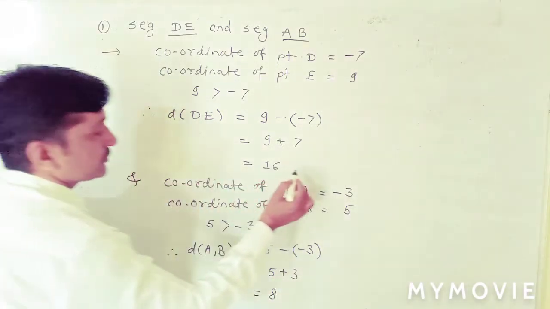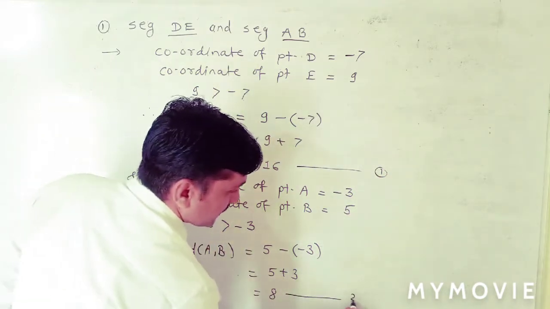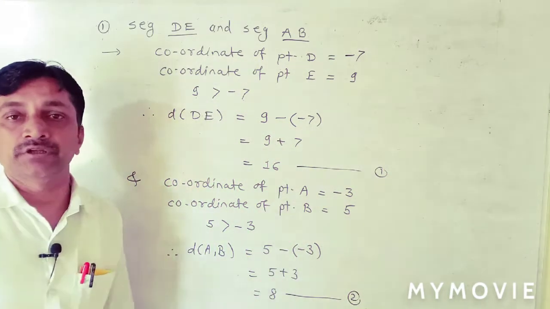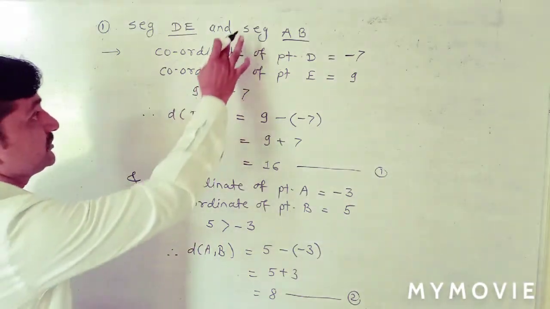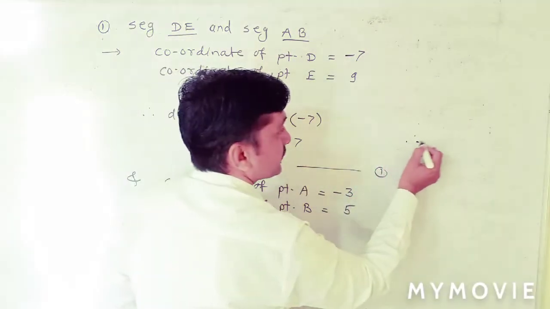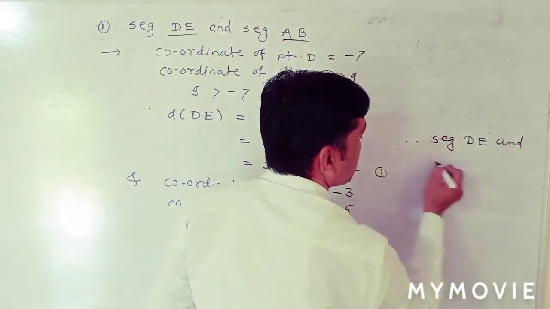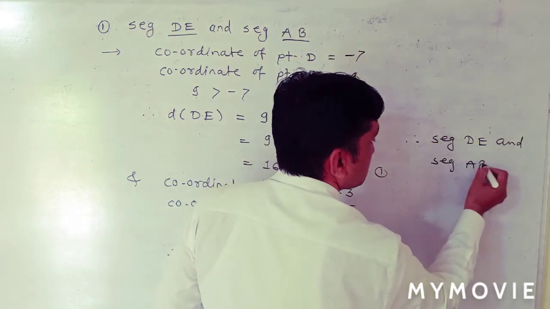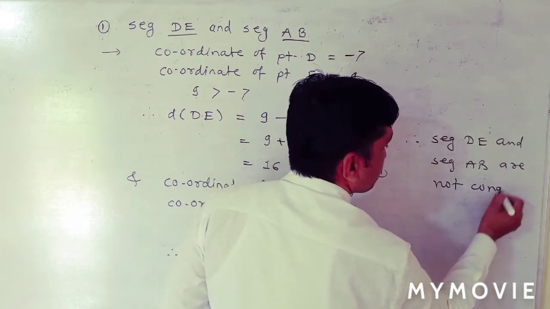Now see here, distance DE is 16 and distance AB is 8. These are not equal. Distances are not equal, and therefore these segments are not congruent. We can say here, therefore seg DE and seg AB are not congruent.